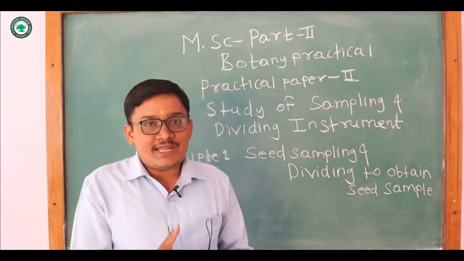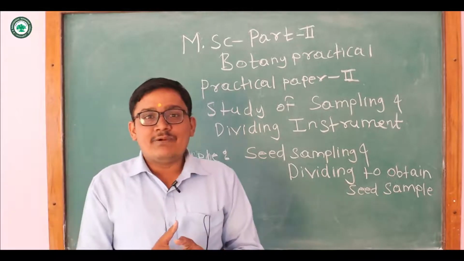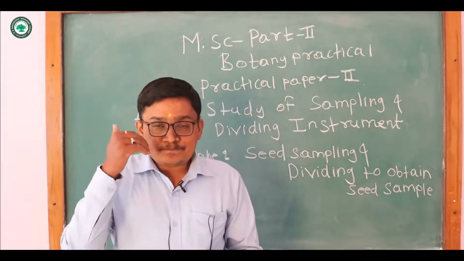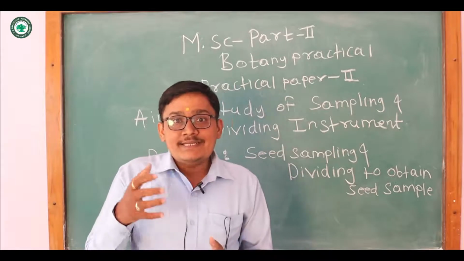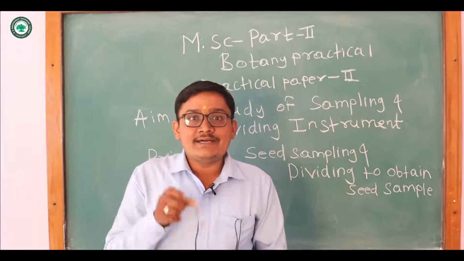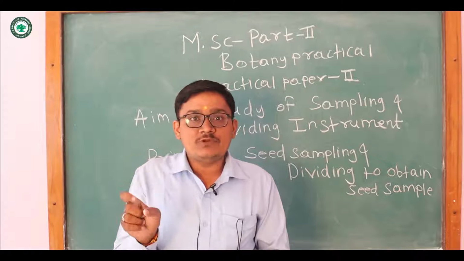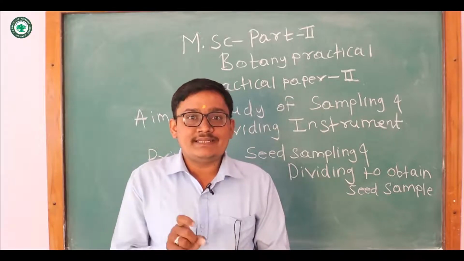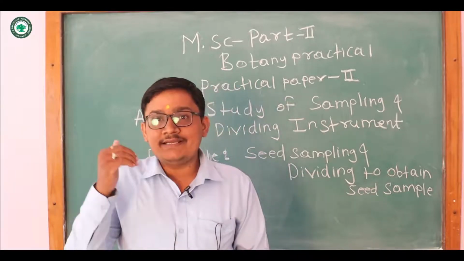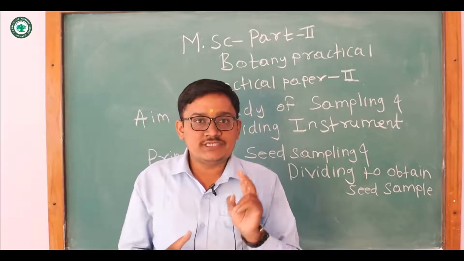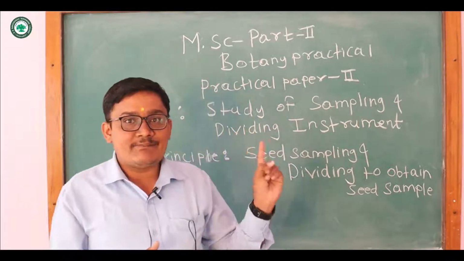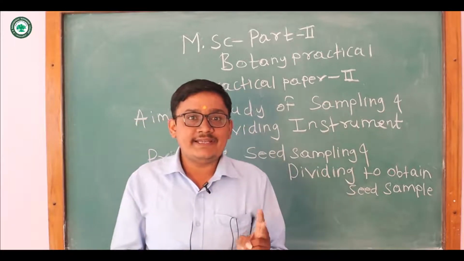The next type is dividing. Dividing is a type of sampling in which we mix the seed together and divide it into a number of small units of working sample. That is known as dividing sampling. These are the two concepts we are going to see in this practical: sampling and the dividing instrument.